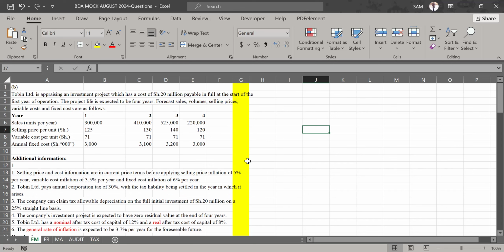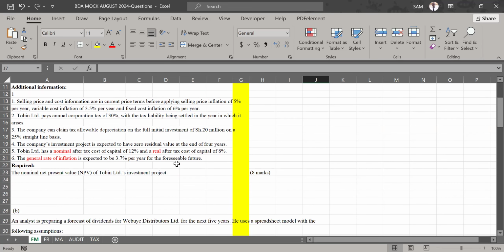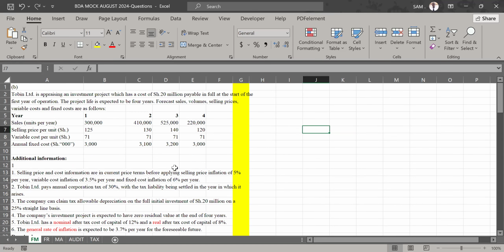Now, to handle this question, I want us to just summarize what the examiner is bringing on board. If you look at the required, we are required to get the nominal net present value. So this is a project, and the project period is 4 years. We are given forecasted prices that they will charge, forecasted volumes that they will produce, and then forecasted costs in terms of variable cost and fixed cost.